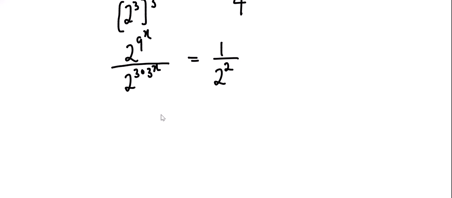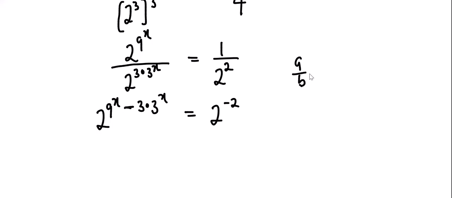From this, we have 2 to the power of 9^x. Using the rule of indices, this is going to be minus 3 times 3^x, which equals 2 to the power of negative 2. Here, I'm using the rule of indices that says 2 to the power of a over 2 to the power of b is equivalent to 2 to the power of a minus b. So this is what I used.